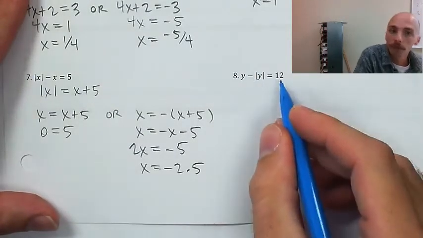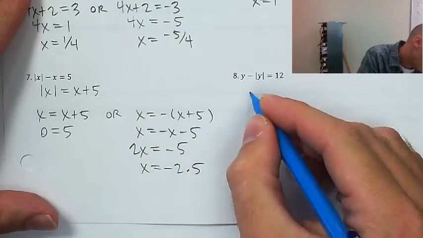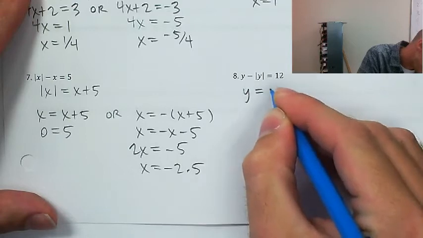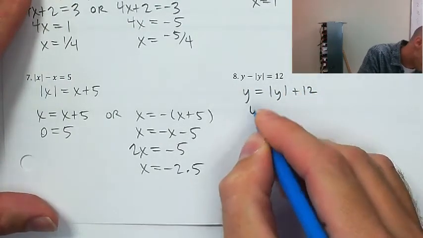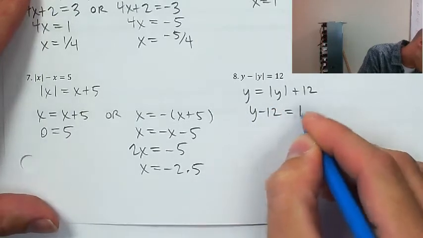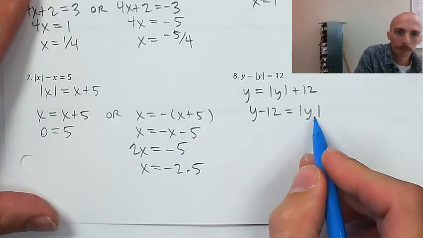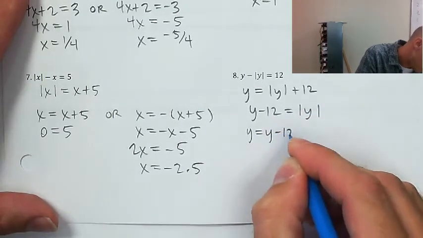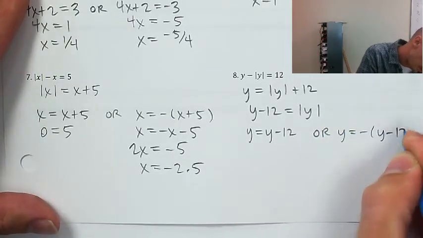Okay, now on this one, same story. I need to isolate the absolute value on one side of the equation. So I'm going to add an absolute value of y to both sides. And then I'm going to subtract 12 from both sides. Okay, and now I've got absolute value equals something. And I know that if the absolute value of y equals y minus 12, then either y is equal to y minus 12, or y is the negative of y minus 12.